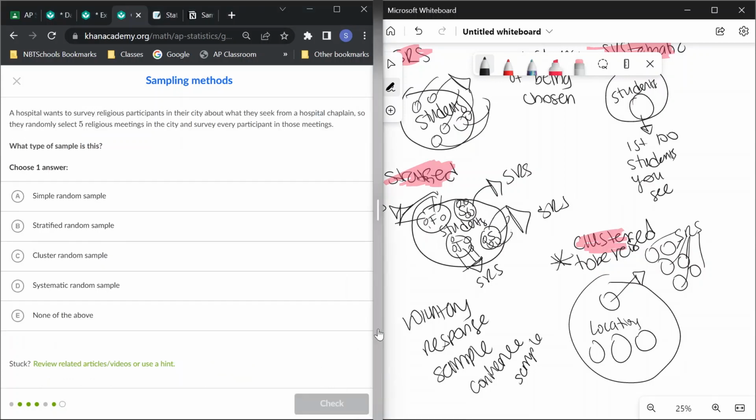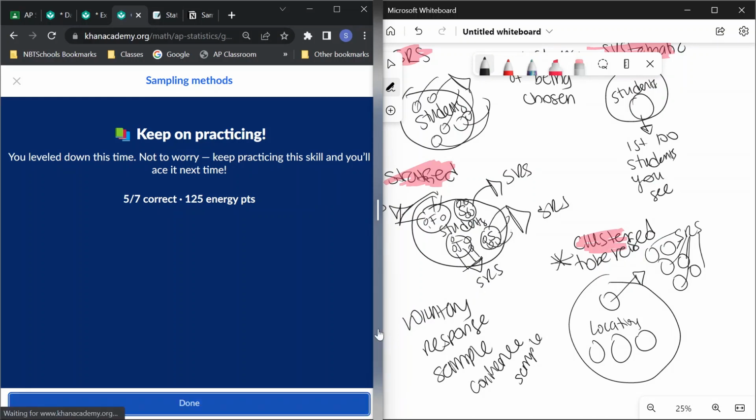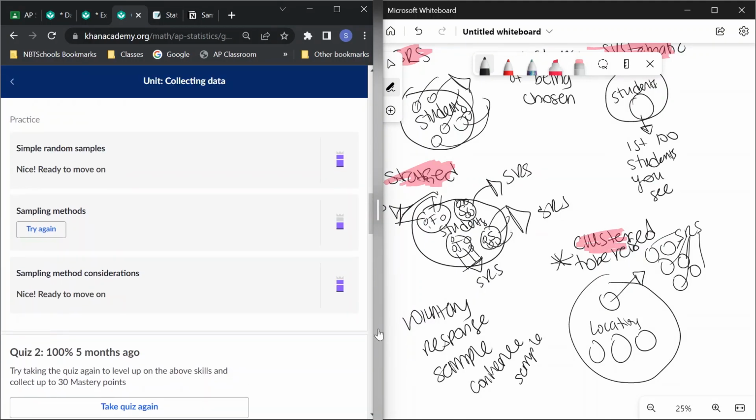I'm so tired. Okay, a hospital wants to survey religious participants in their city about what they seek from a hospital chaplain. They randomly select 5 religious meetings in the city. Oh, not this again. Okay, it's given cluster. They randomly select 5 religious meetings in the city and survey every participant in those meetings. I just don't understand. I leveled down. How nice of them to tell me.